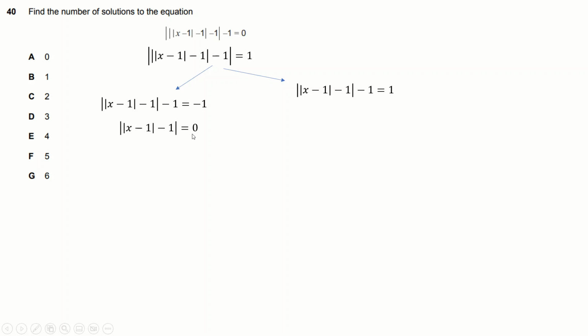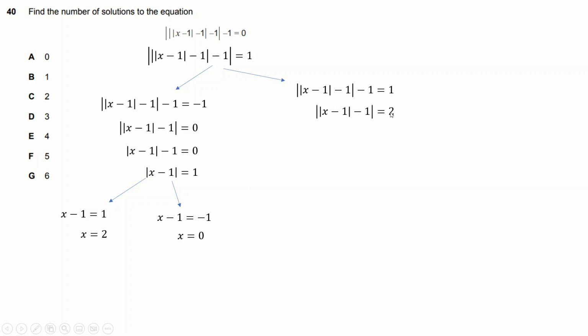Add 1 to both sides, we get this. Now, of course, if the mod of all of this is 0, that means that all of this is 0. That's the only number that becomes 0 when modded. Add 1 to both sides. And now, of course, if we have mod of this is equal to 1, either this is equal to minus 1, or this is just equal to 1. And that gives us 2 solutions. This one says the solution is at 2, and this one says the solution is at 0. Easy.